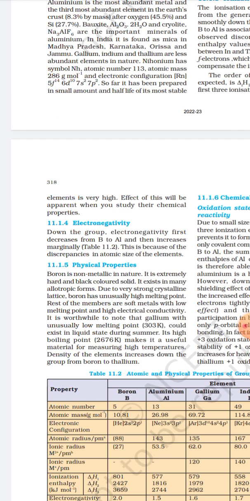Electronegativity. Down the group, electronegativity first decreases from boron to aluminium and then increases marginally. This is because of discrepancies in the atomic size of the elements.